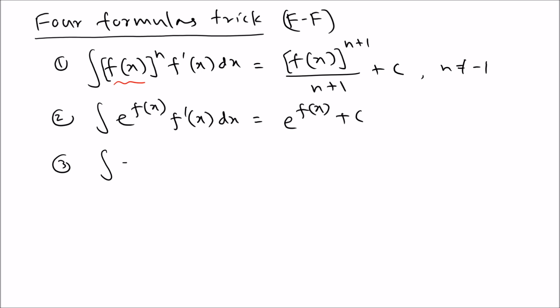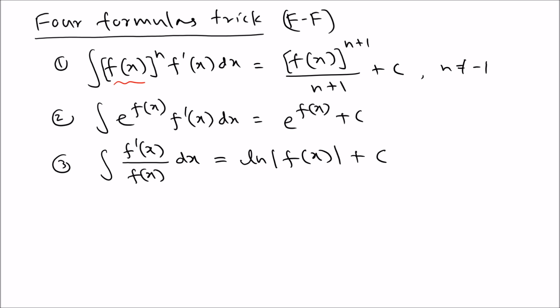And then we have f prime of x over f(x) dx. This is simply natural log, because when you have the derivative on top, it is natural log. So the integral is ln of the absolute value of f(x), plus c. So that is the n equal -1 case.